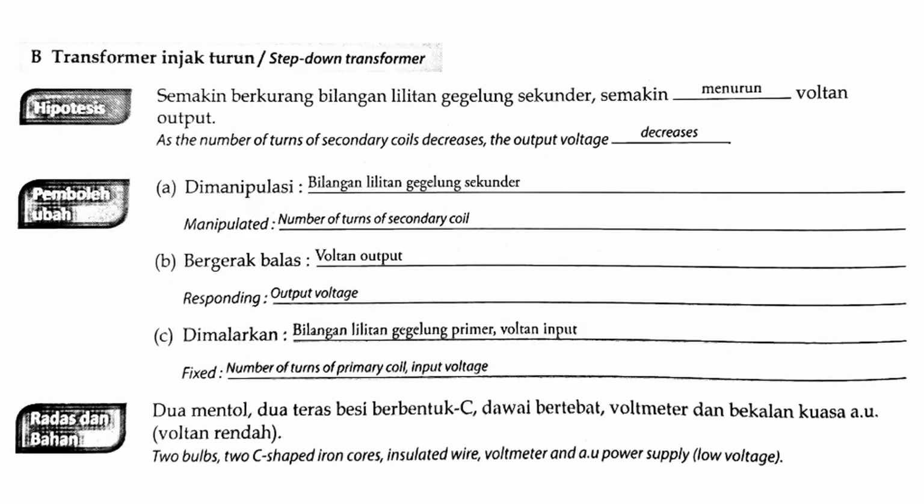B. Step-down transformer. Hypothesis: as the number of turns of secondary coils decreases, the output voltage decreases. Variables: manipulated, number of turns of secondary coil. Responding, output voltage. Constant, number of turns of primary coil, input voltage. Apparatus: 2 bulbs, 2 C-shaped iron cores, insulated wire, voltmeter and a U power supply, low voltage.